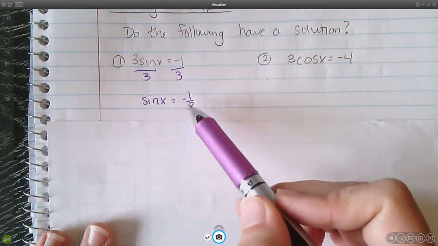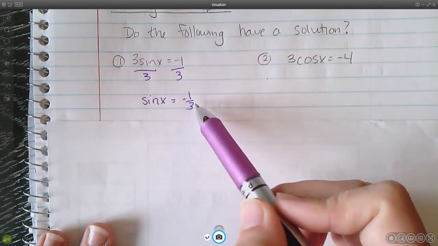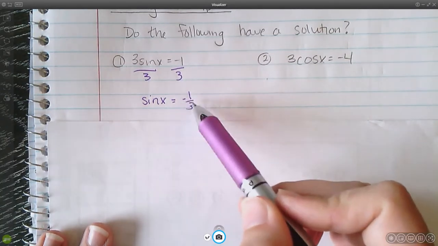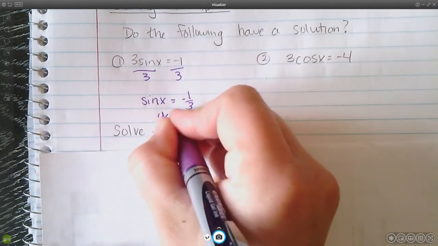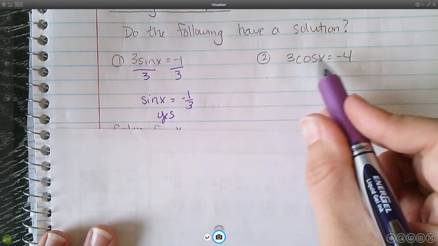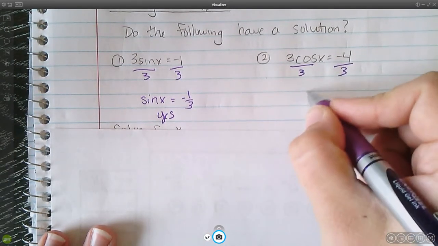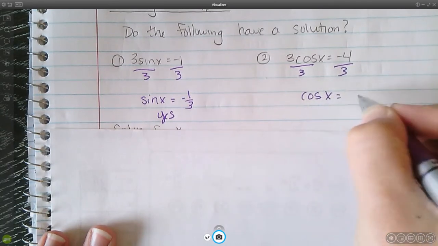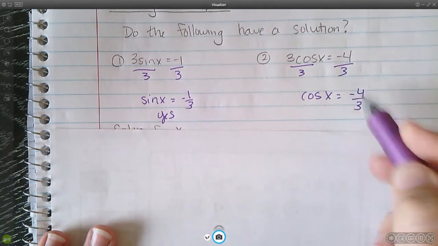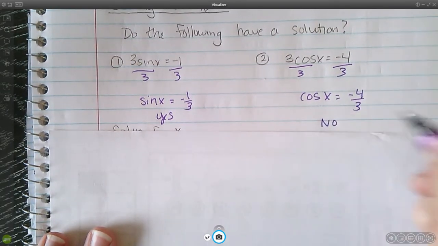Well, is -1/3 in between the two numbers that we said? Yes, so this is in between -1 and 1. So this is yes. Okay, this one over here, divide both sides by 3, and we get cosine of x equals -4/3. This is not in between -1 and 1, so this does not have a solution.